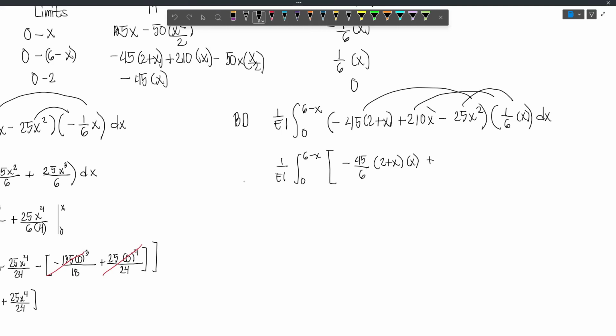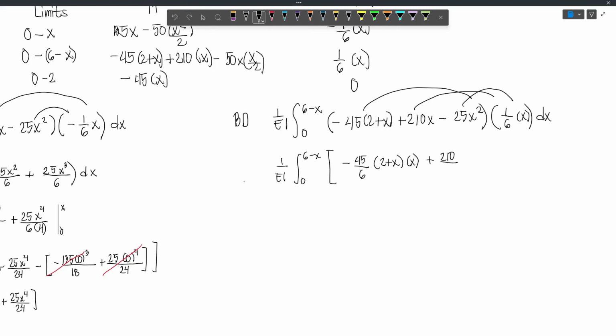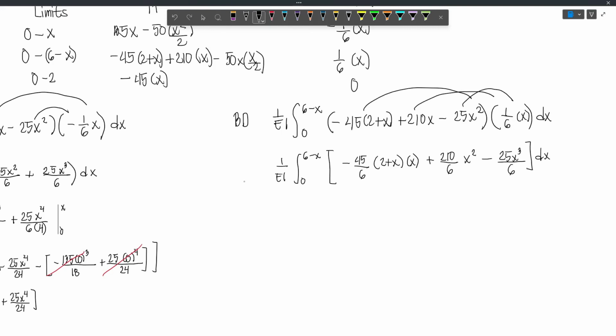And then next, let's distribute this expression. So, magiging 210x times 1 over 6x, magiging 210 over 6 times x squared. And then minus, distribute natin to, 25x squared times x, magiging 25x cubed, and then divided by 6. So, 25x cubed over 6. Now again, to integrate much faster, let's also distribute this one.